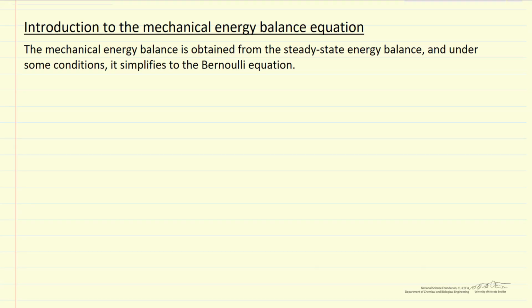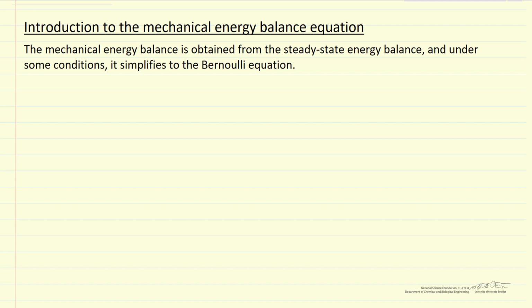Here we're going to look at how we obtain the mechanical energy balance from the steady state first law of thermo, essentially. And then under some conditions, how that simplifies to the Bernoulli equation. The idea is that we use the mechanical energy balance often for processes where we don't have chemical reactions, we don't have a lot of heat transfer, things like flow through pipes, emptying out a tank through a spigot, if you like, and pumping liquid to a higher level in a pipe.